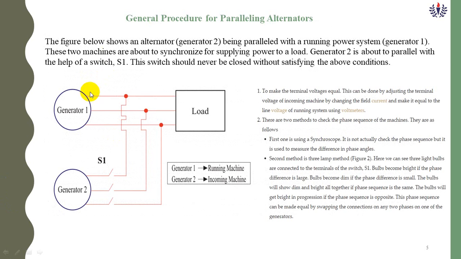And the procedure: you see the diagram. This is generator 1 and this is generator 2. This is a load. Both the generators are connected with a machine. This is a switch. By using these general conditions, we operate it. This diagram is applicable in power stations, in generating stations. When you switch on S1, generator 1 will be connected in parallel and both will operate at the same speed in parallel.